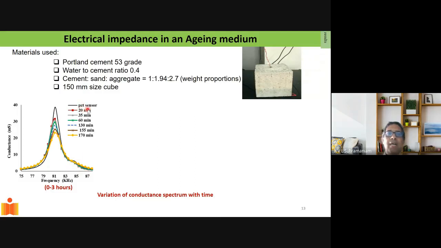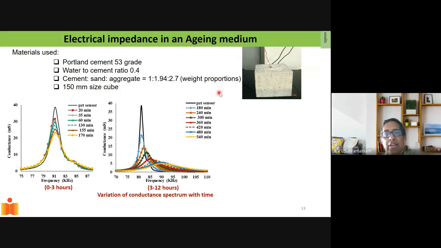And with time, you see how this signature is changing. Immediately after putting the PZT sensor into concrete, there's a drop in the amplitude of the conductance, and there's a slight leftward shift in the central frequency of this first mode of vibration. Now, if I wait, with time you see that the amplitude starts decreasing. We've done this up to 3 hours after mixing of concrete, after I stick the sensor into this concrete block. These are the changes that you start seeing.